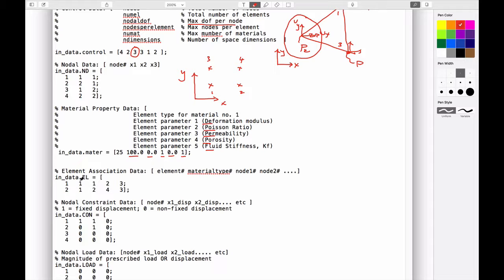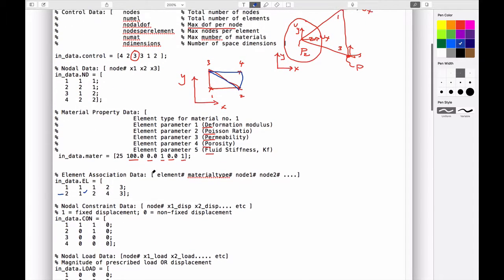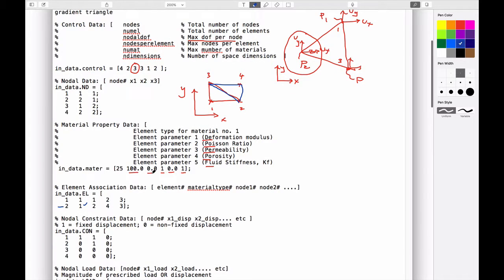Element data. Element number 1 is material number 1, but nodes 1, 2, and 3. So, element number 2 is also material number 1, but nodes 2, 4, and 3. So 2 triangles.